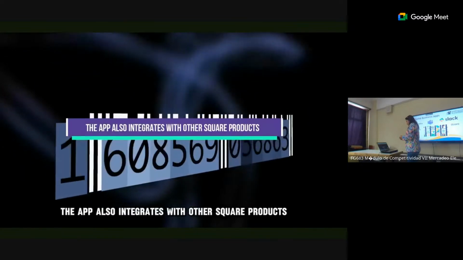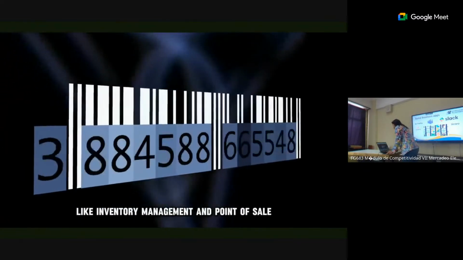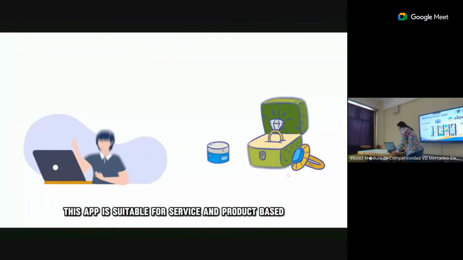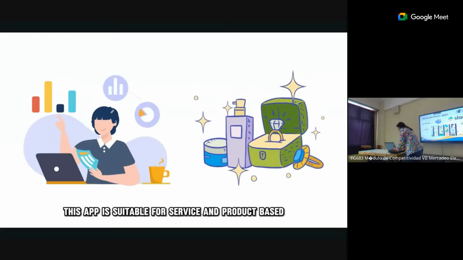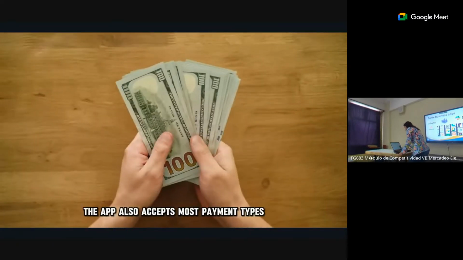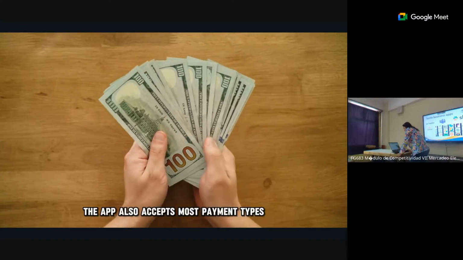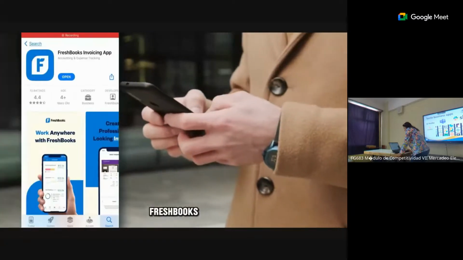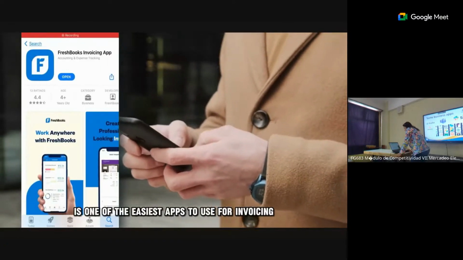The app also integrates with other Square products like inventory management and point of sale to manage sales. This app is suitable for service and product-based small businesses because there are tools to cater to both. The app also accepts most payment types. FreshBooks, best for user-friendliness. FreshBooks is one of the easiest apps to use for invoicing.